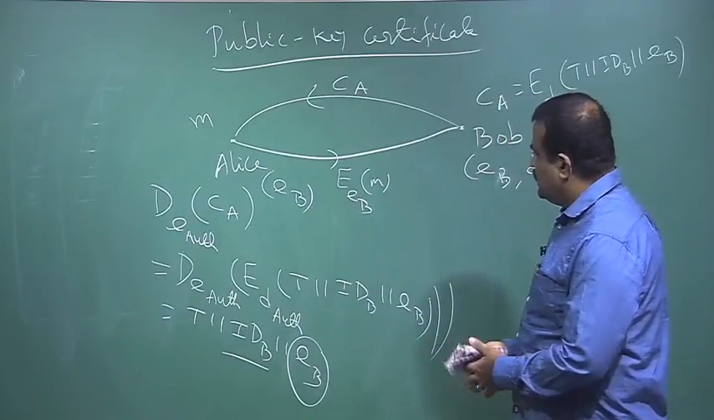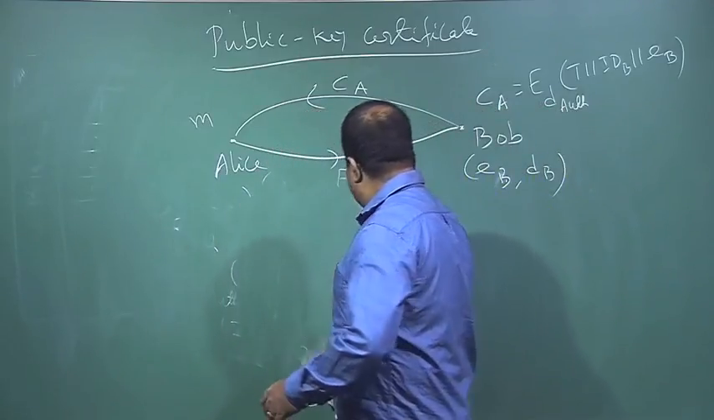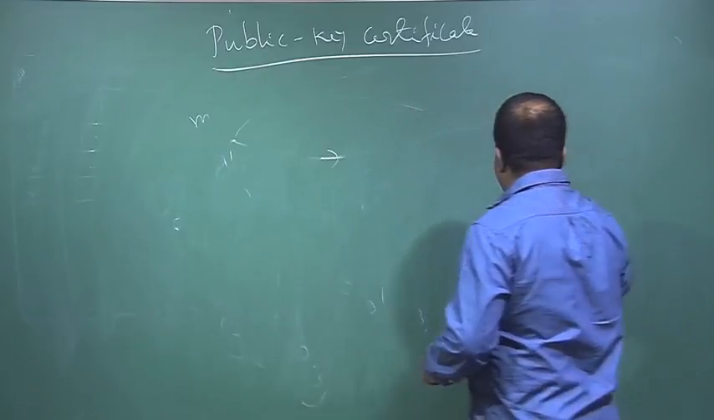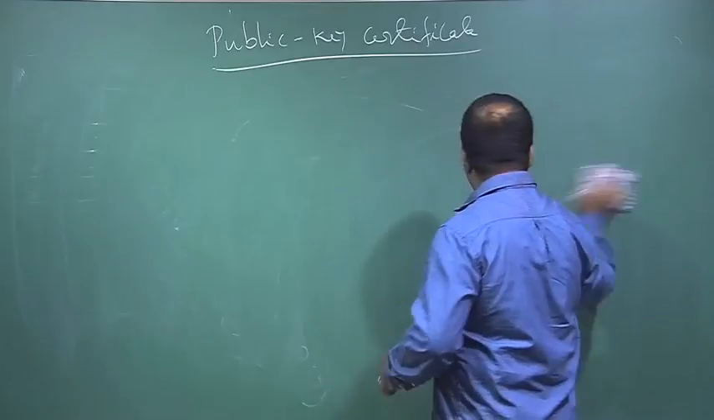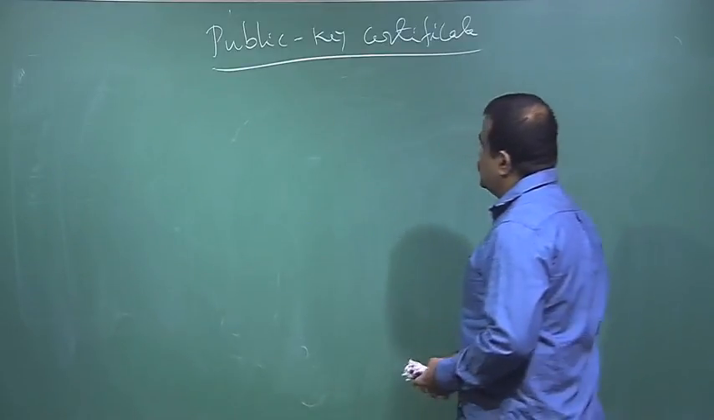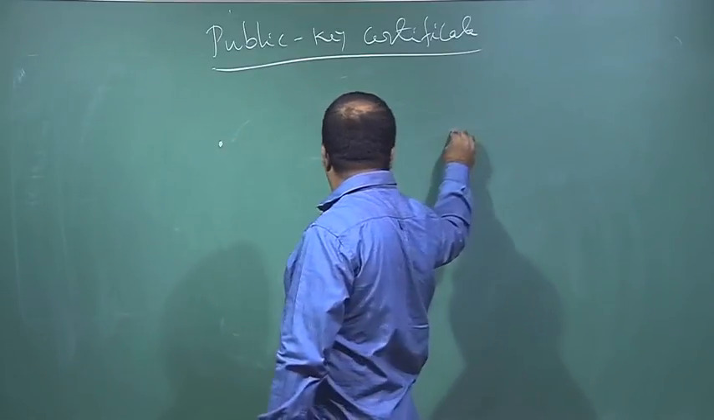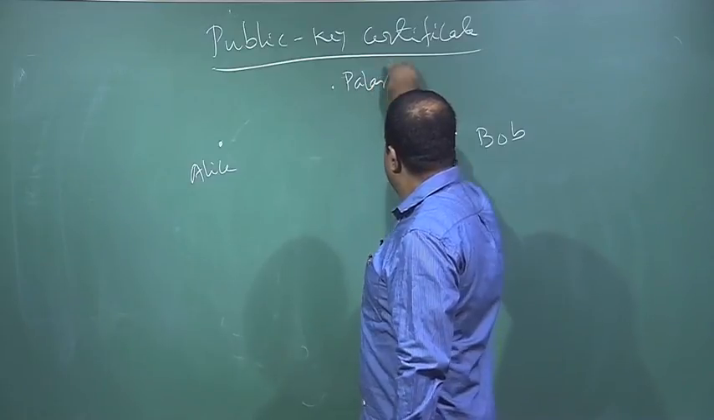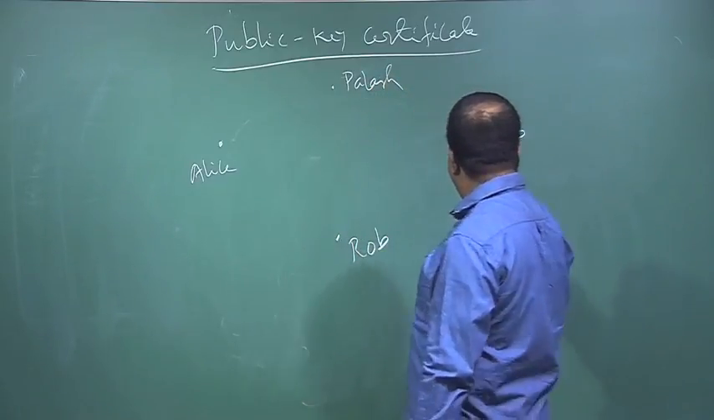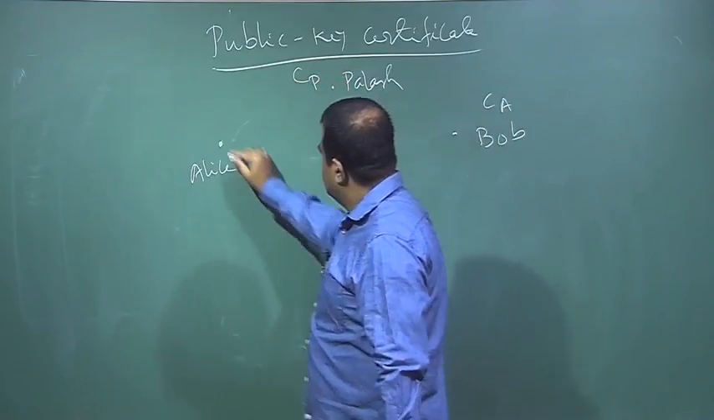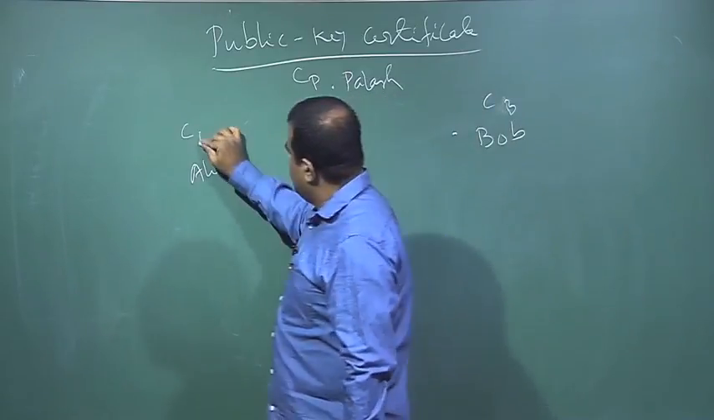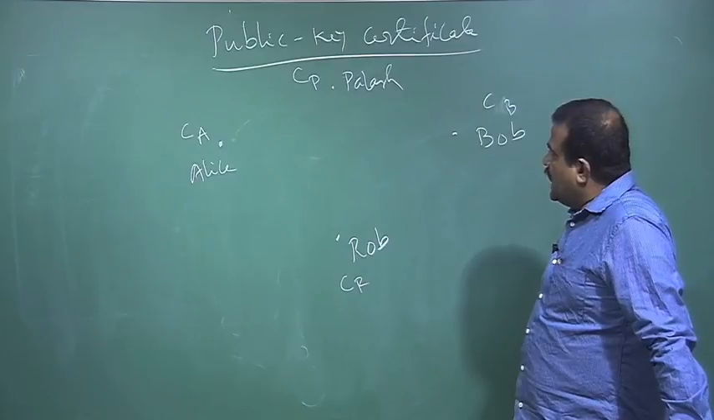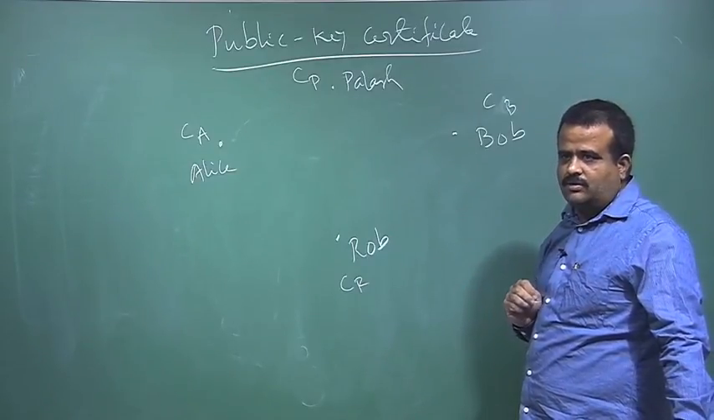So, similarly, if there are other parties like say Rob, everybody, every participant is having their certificate, which is issued by the trusted party or the authority. So, Alice, Bob, Palash, Rob, everybody is having their own certificate, CA, CP, CB, CA and CR.